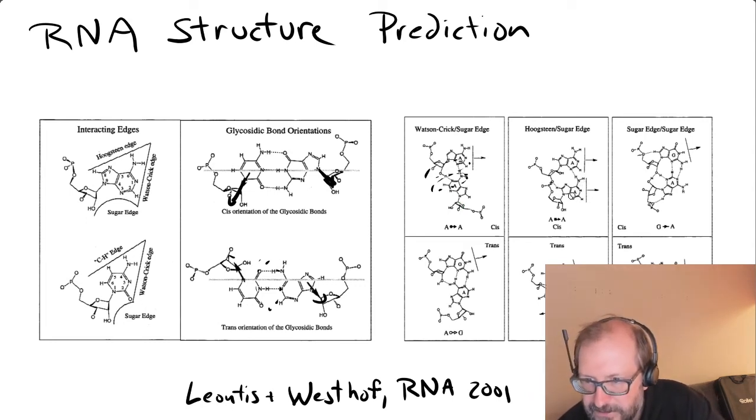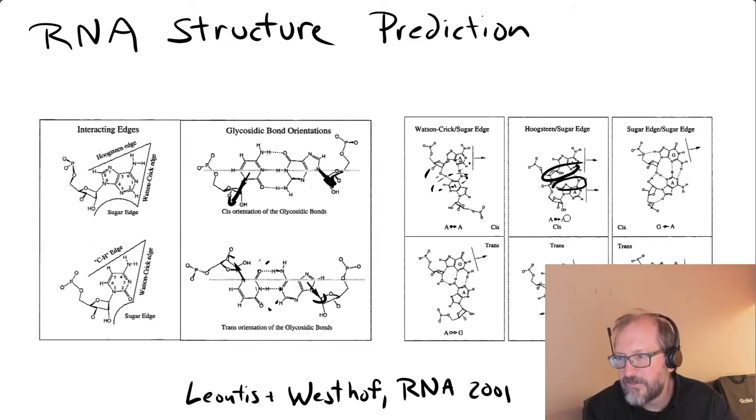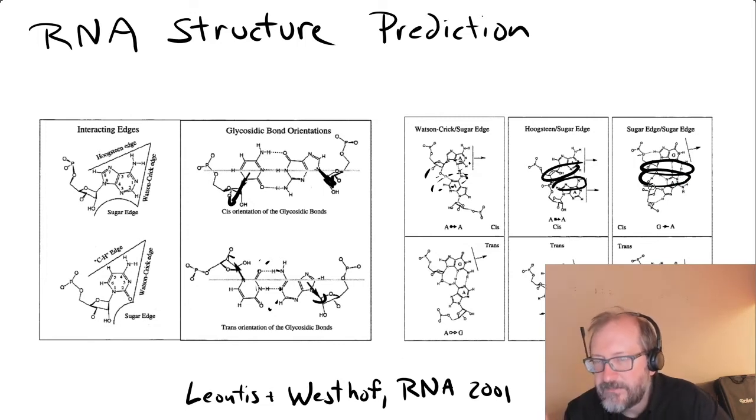Here's an example of a Hoogsteen sugar edge. Let's see. So here's the Hoogsteen edge, and then here's a sugar edge. And think for yourself, what orientation are the glycosidic bonds in? Cis or trans? So the answer is cis. Actually, it says so right here, of course, but it's a good mental exercise to try to ask yourself if you understood which way it works. So this one is a sugar edge interaction with another sugar edge, and the glycosidic bonds are again in cis.